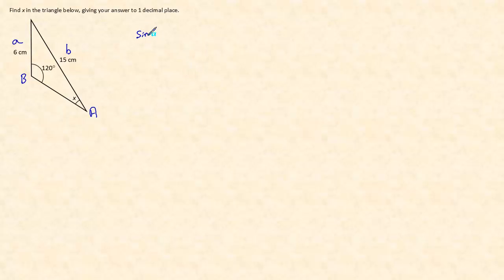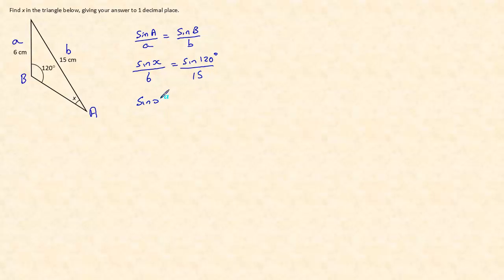And we can use sine A over A is equal to sine B over B. So I've turned these both upside down. You don't need to do that if you're simply solving on the calculator. Substitute in what we know. Sine x over 6 is equal to sine 120 over 15.